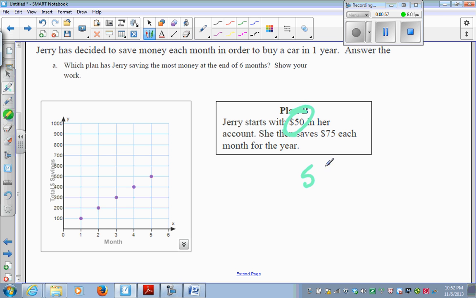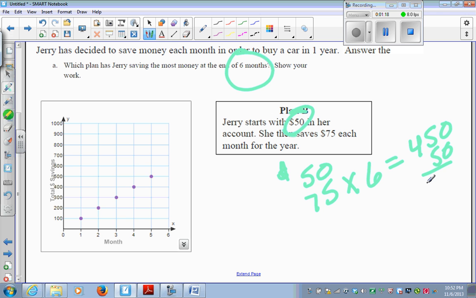So that means the original amount of 50 plus the $75 that she'll save for those 6 months. So 75 times the 6 months will be $450 plus the original 50 that Jerry started with, which means that she'll have $500 at the end of 6 months under Plan B.